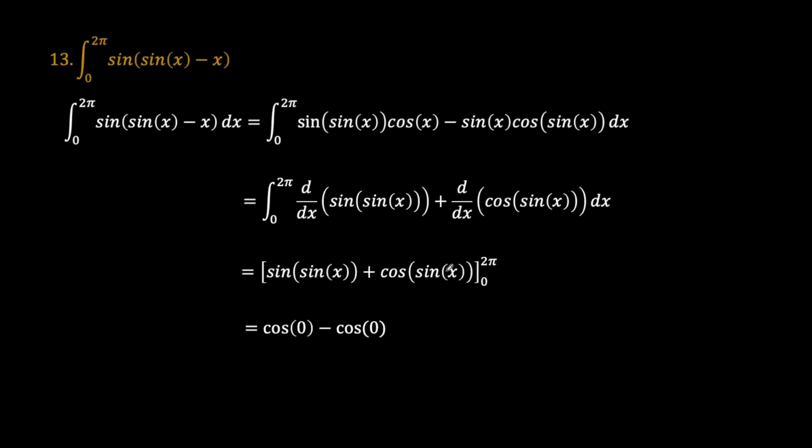But in this situation here, sine of 2 pi is 0. Sine of 0 is 0. So cosine of 0 is 1, and cosine of 0 is 1. So essentially we're left with cosine 0 minus cosine 0, which leaves us with a trivial answer of 0 anyway.